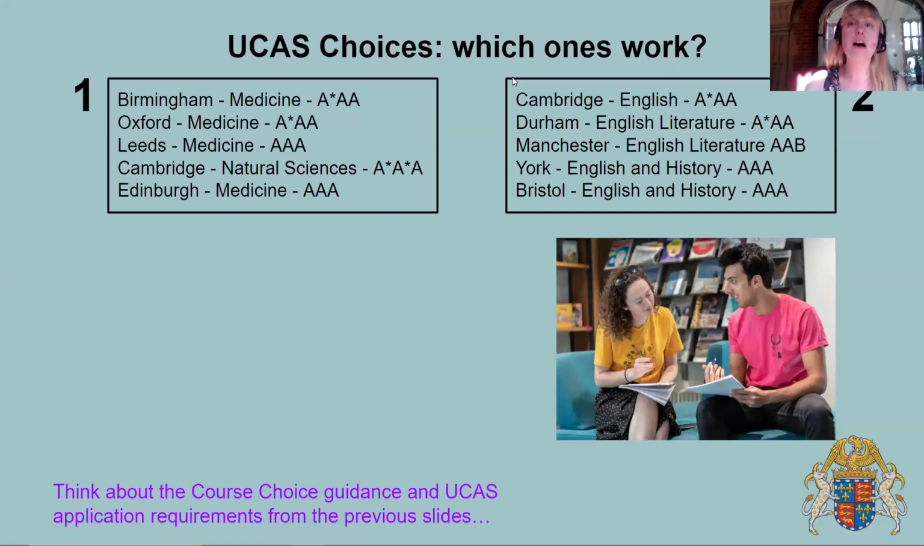Similar subjects. They are different subjects, of course. Some of them are English and history, some of them are English literature. But what might you put in your personal statement that would mean that your one personal statement through UCAS would actually be applicable to both English and history and English or English literature in this example? Why might that work?